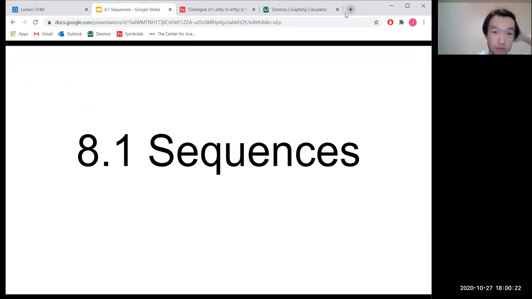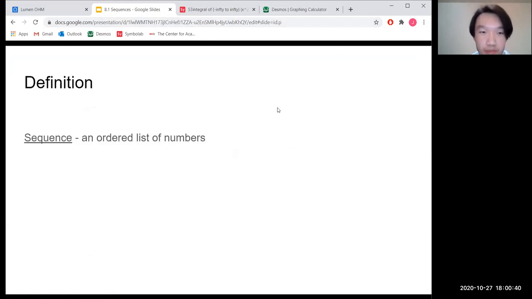All right, so we're on chapter 8 now because we skipped everything else, and this is sequences. We're going to start with the definition. There's only one definition, and the definition is: sequence. So what is a sequence? A sequence is an ordered list of numbers. That's a pretty short definition, so you guys should have no problems with that.